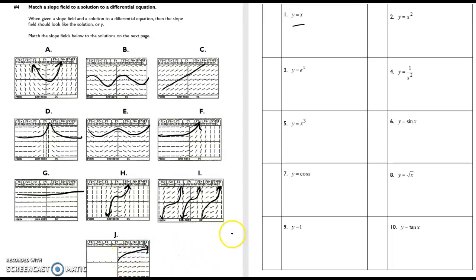All right, so what I'd like you to do now is pause the video, try to see if you can match these up on your own, and then come back and check. Okay, welcome back. So we've got y equals x. That graph will look just like C right here. It's linear, but not constant linear. Number 2, y equals x squared.